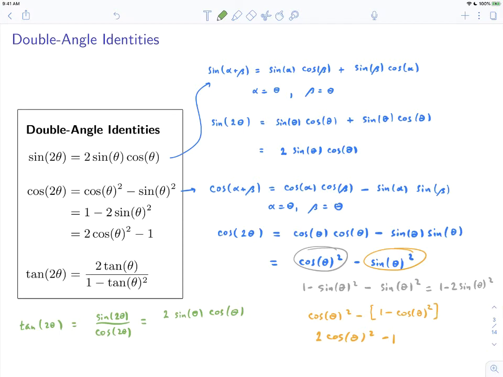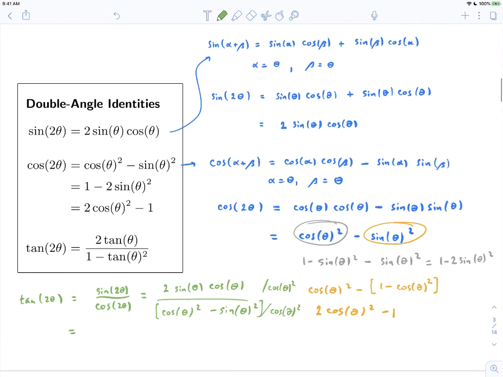And cosine of 2 theta can be rewritten in a number of ways, but let's use this method right here. We write that as cosine theta squared minus sine of theta squared. Now, why does this help us? Well, now if we divide the top by cosine theta squared, and we divide the bottom by cosine theta squared, let's put that in brackets, what do we end up with?